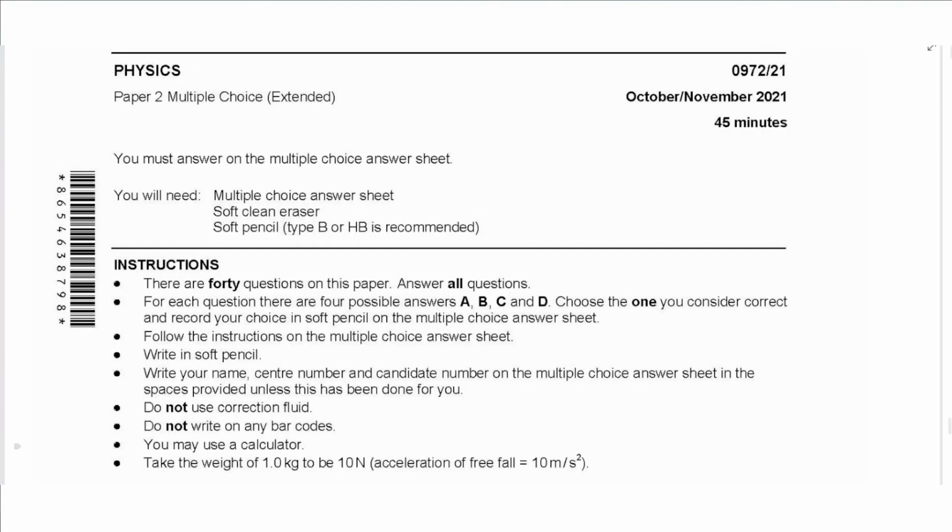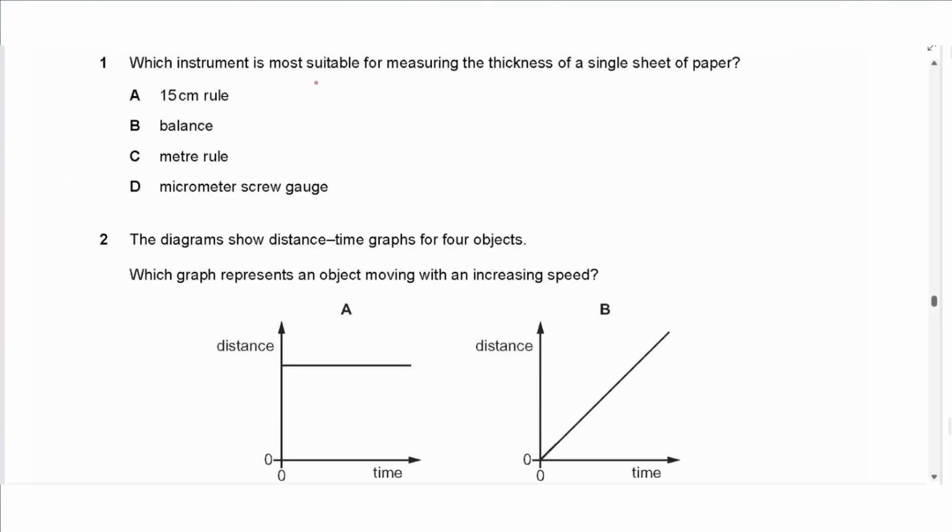In this video, I will be solving the paper 2 exam for October-November 2021, variant 1. So let's get started. Question 1 says, which instrument is most suitable for measuring the thickness of a single sheet of paper that's very small thickness?